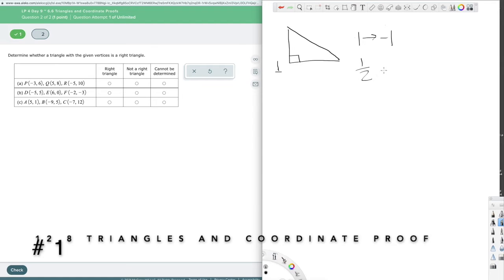Well, the reciprocal would be 2 over 1, or just 2. If it was positive, it would turn to negative, like that. Or if it was -1/2, it would flip over just like that, but it would go from negative to positive. So we have to pay attention to that negative reciprocal idea, but what we need to know is the slope. So we're going to use the slope formula here. We're going to calculate what the slope is for each one of these lines.